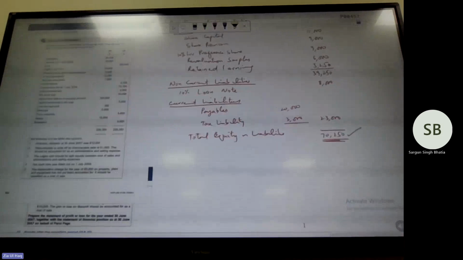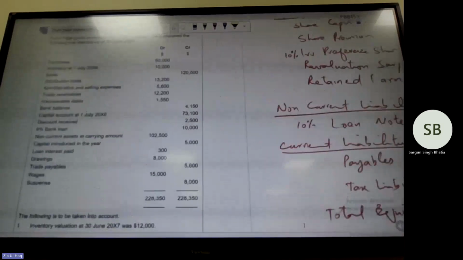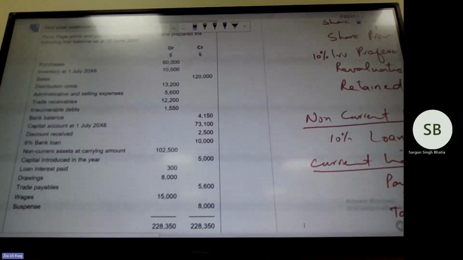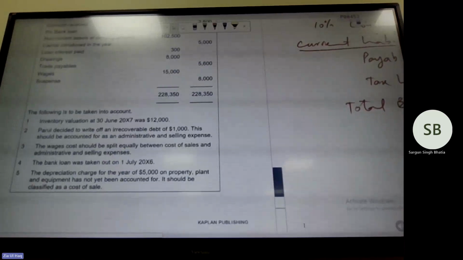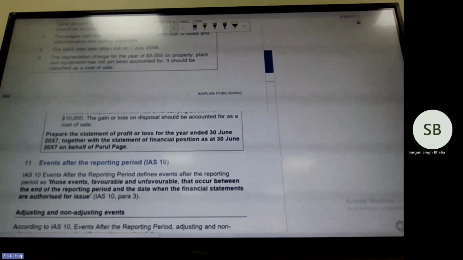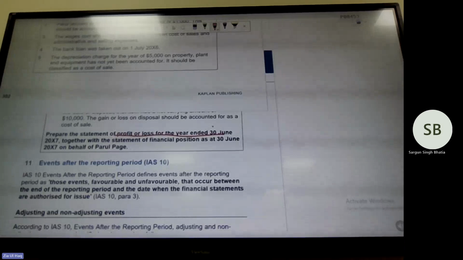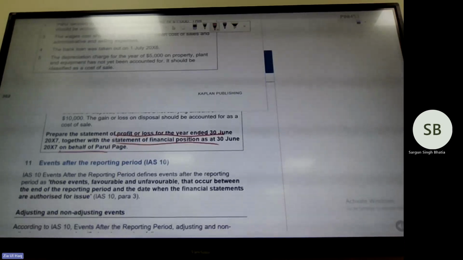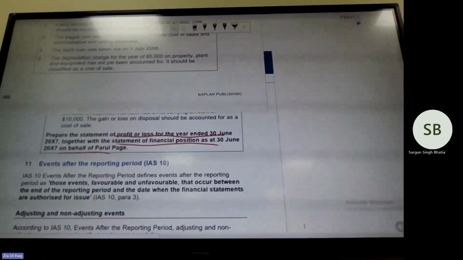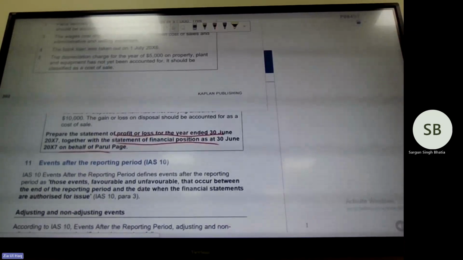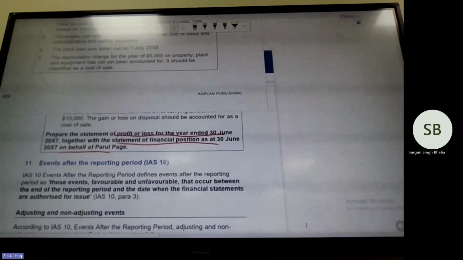Now moving next, there is another question. Test your understanding with the same figures. You need to calculate the statement of profit or loss account, and the statement of financial position. So we can discuss this question, but you will solve it by yourself. We are just discussing what will be the effect of each accounting entry.